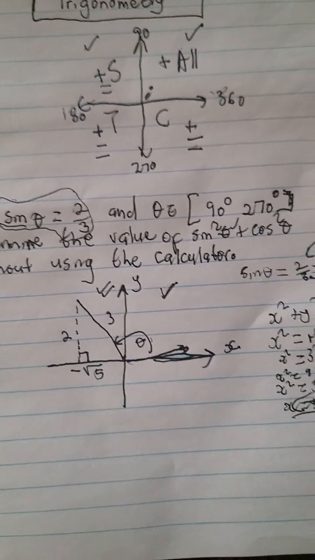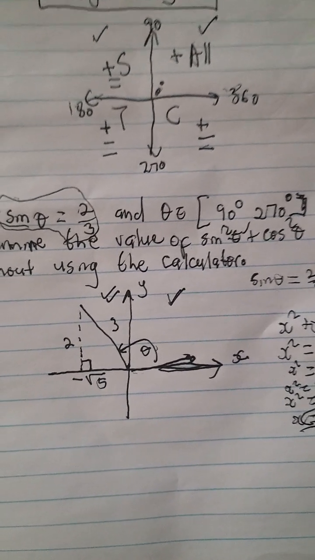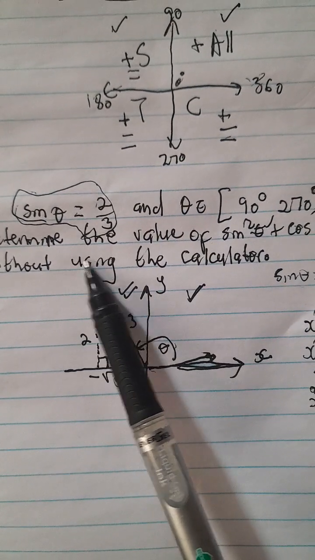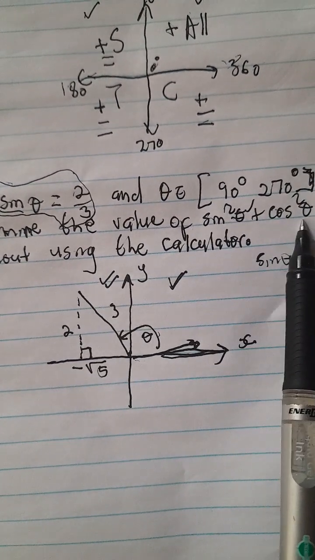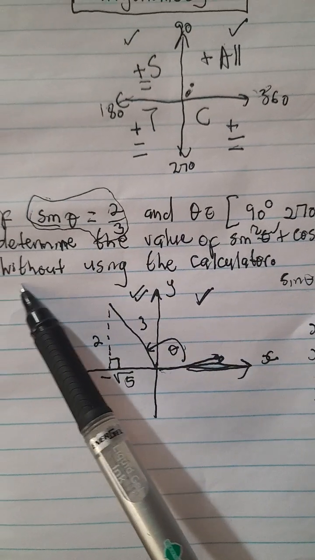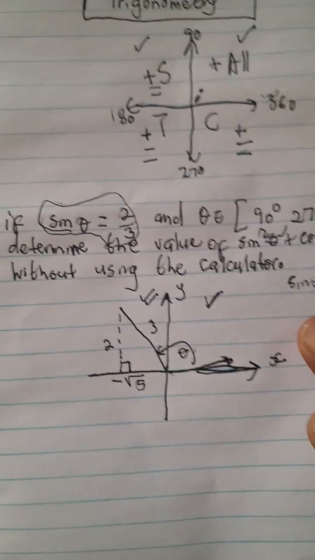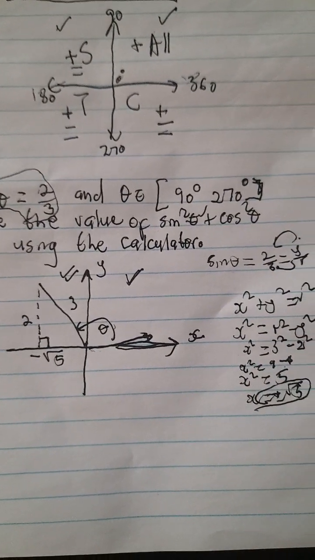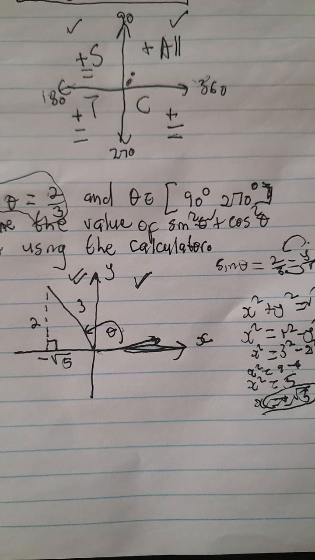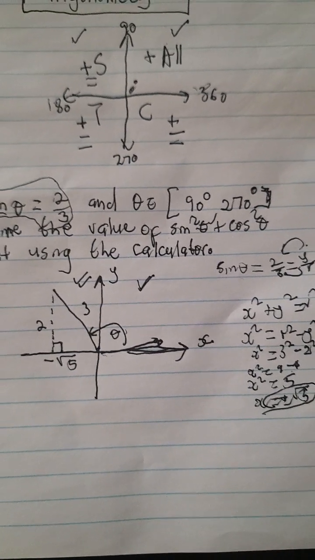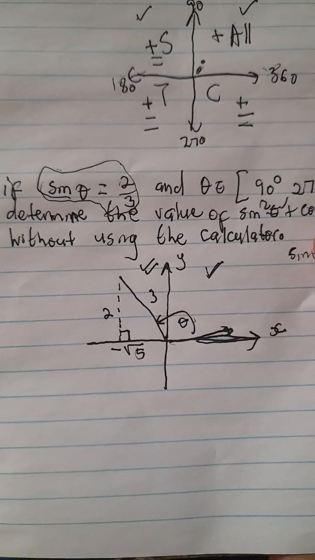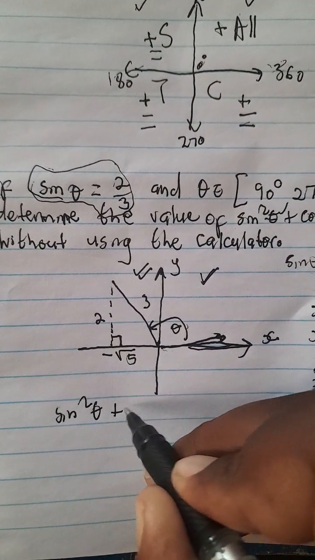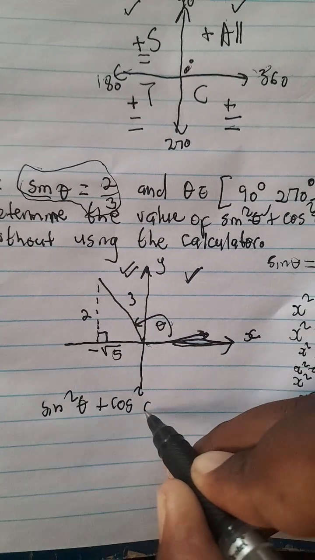The real deal, which is, remember, determine the value. We have not solved the question. Determine the value of sine squared theta plus cos squared theta without using a calculator. So which is our step 3. Remember, step 1, you have to put your diagram. Step 2, you calculate the value of the missing values that are there. Then step 3 now, which is to find the value of sine squared theta plus cos squared theta.